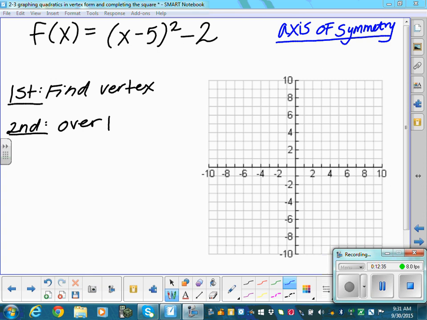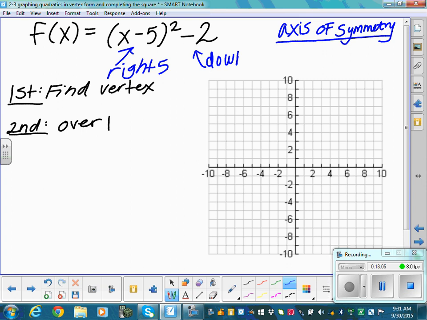Now, find our new vertex. That's our first step. So let's look at our shift left and right and our shift up and down. Are we shifting left or right? Do you do the opposite of what's inside the parentheses? Yes. So we're going to be going right 5. Is everybody following me? Right 5. Does everybody understand that? Yes. And then we're going to go down 2.